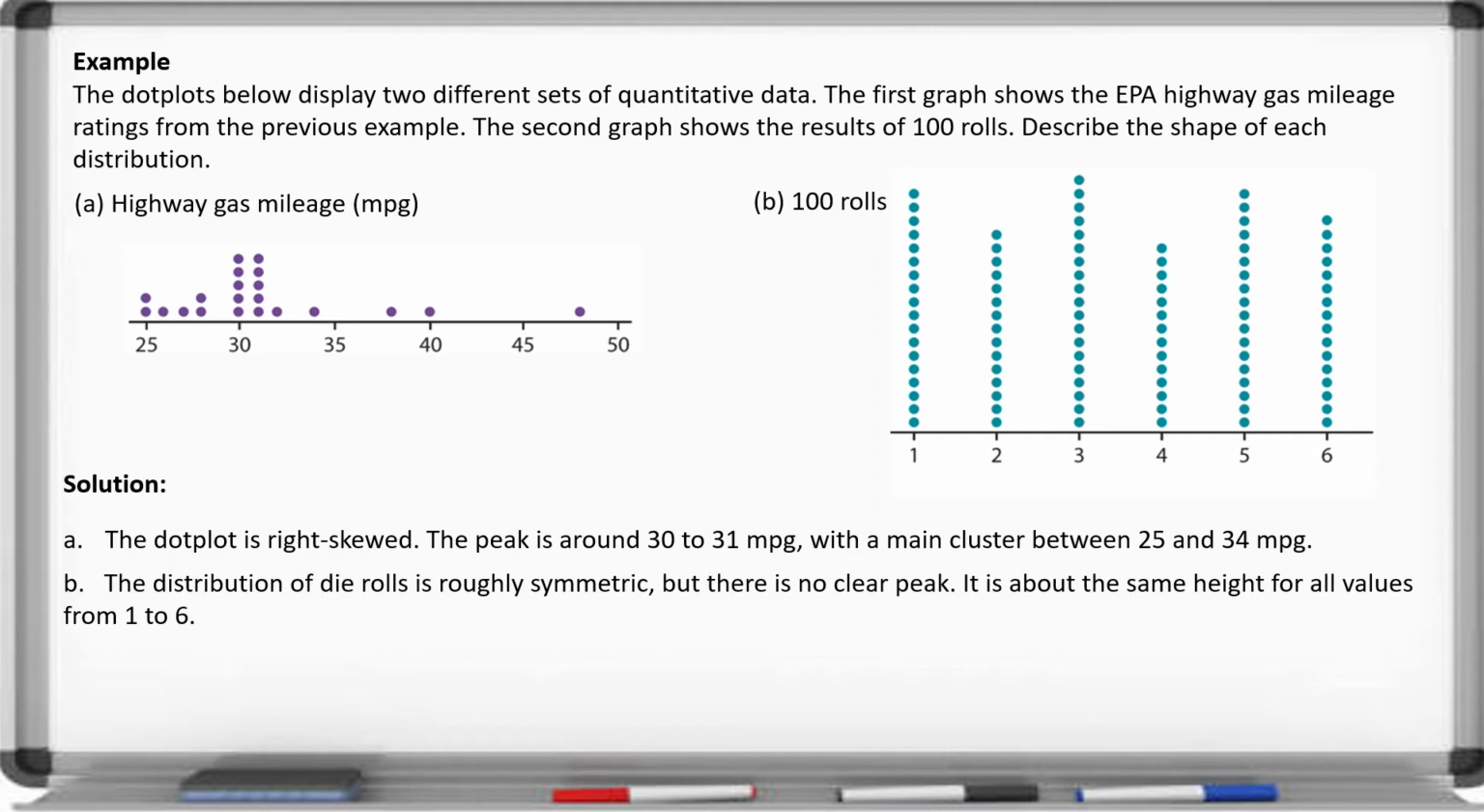For the 100 rolls, notice that it's equally spaced and all the heights are about the same, roughly speaking, and it looks symmetric. If you were to cut it in half, it's about the same on each side. There doesn't seem to be a clear peak, so this actually has a special name. When the heights are roughly the same with no clear peak, the distribution is called uniform.